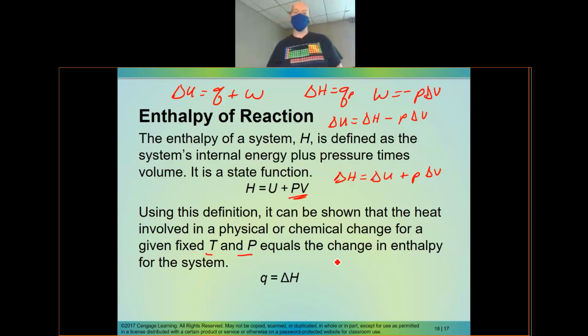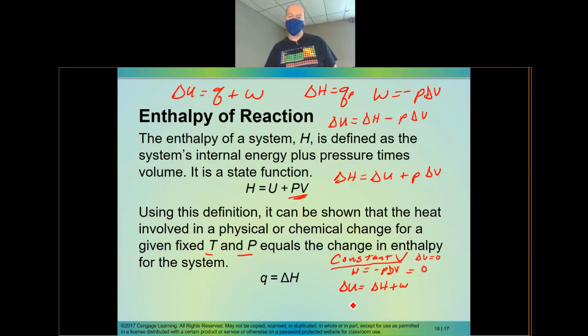Note, if we are at constant volume, then your work is equal to 0. Work is equal to negative P delta V, so if there is no change in volume, delta V is 0, and anything times 0 is 0, so your work is 0. If we go back up to our first law of thermodynamics, when we are at constant volume, you put in 0 for the work.